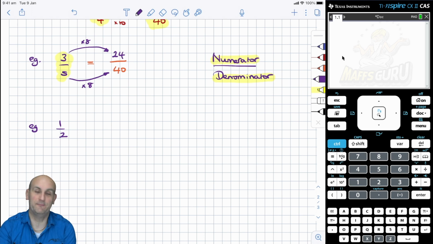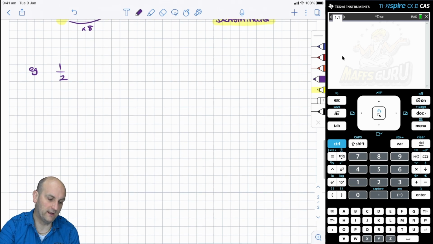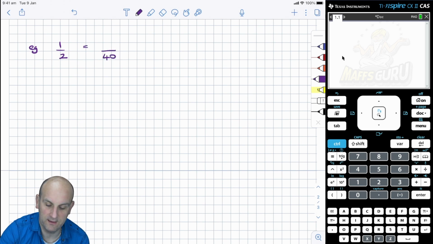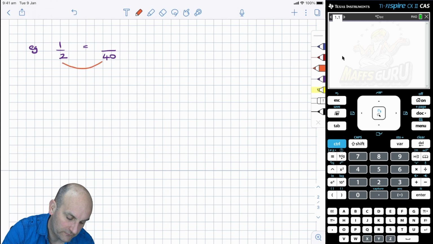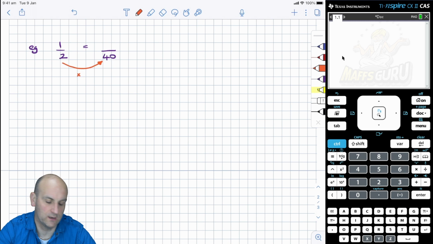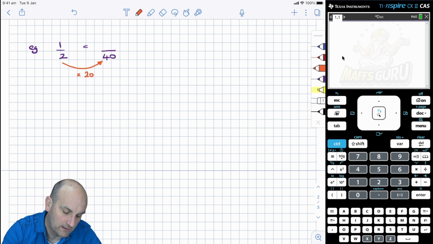If you cancel it down, you're going to get back to 3/5. All right, so a half, it wants this to have a denominator of 40. So let's see, how do we go from 2 to 40? Remember, we have to multiply. We're going to multiply by 20, which means I would have to do the top as well, times by 20. Yep, so that would be 20.